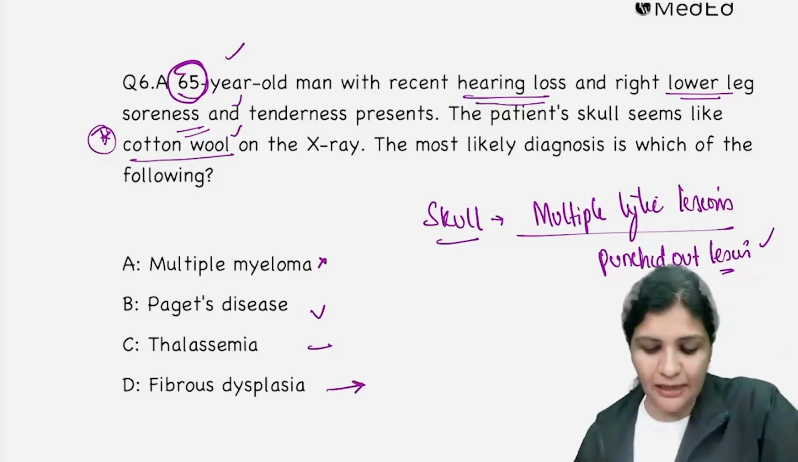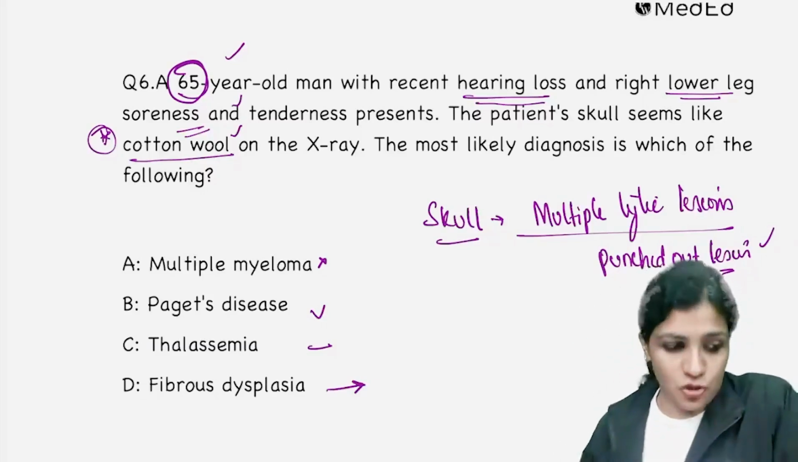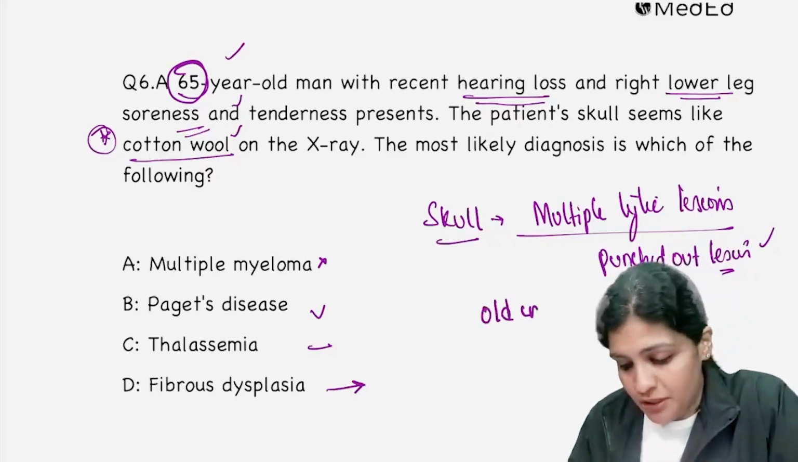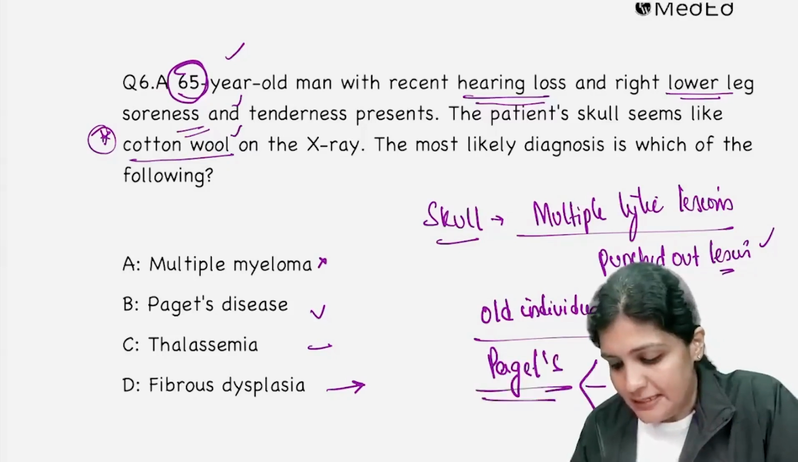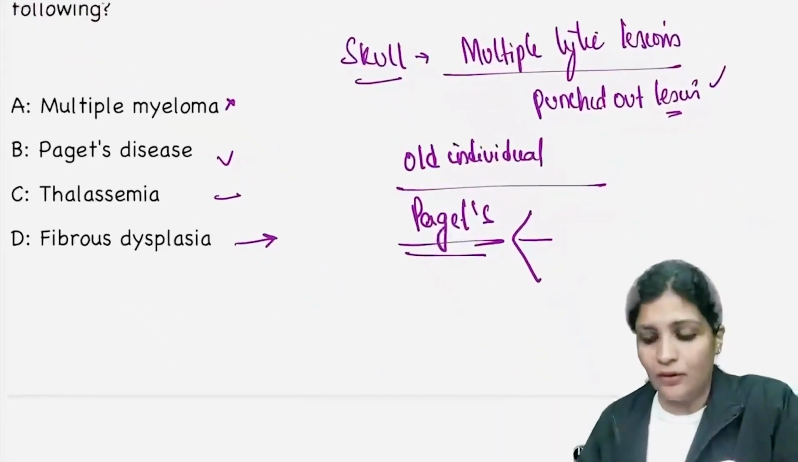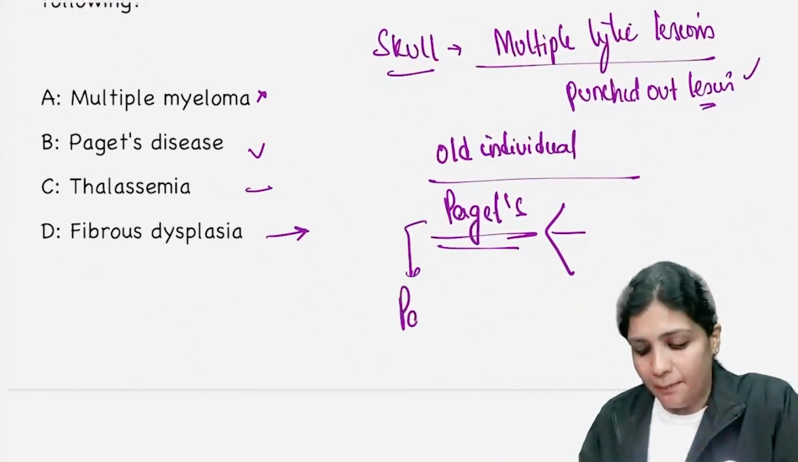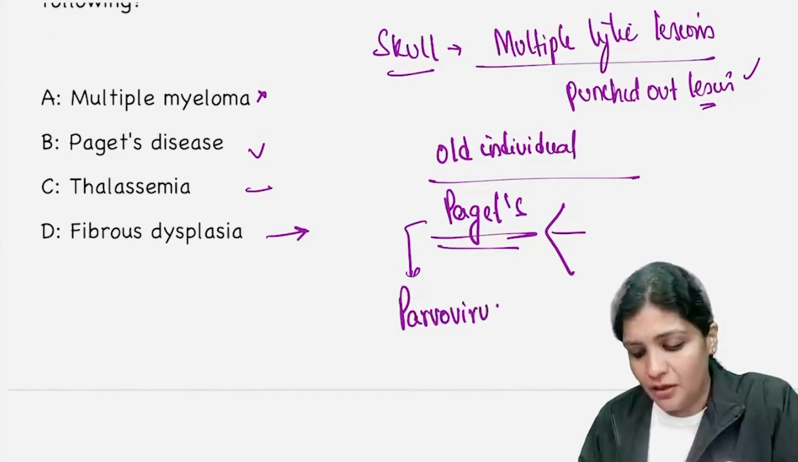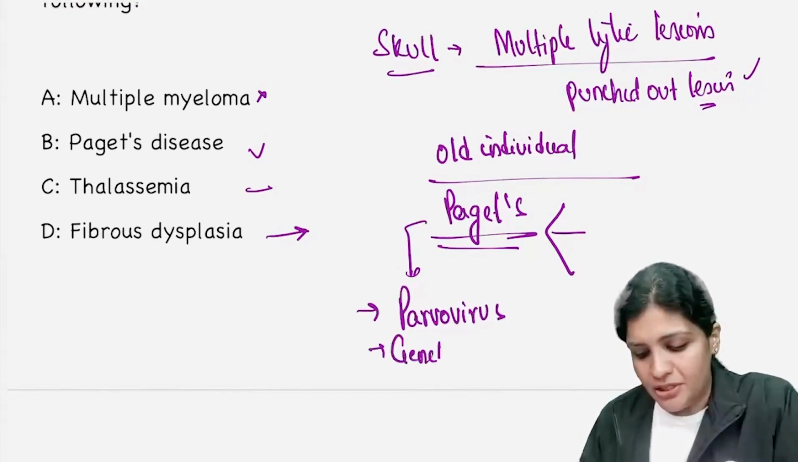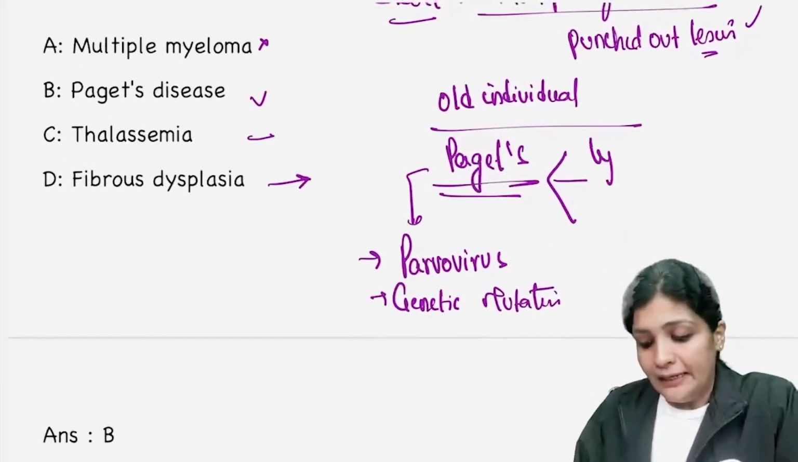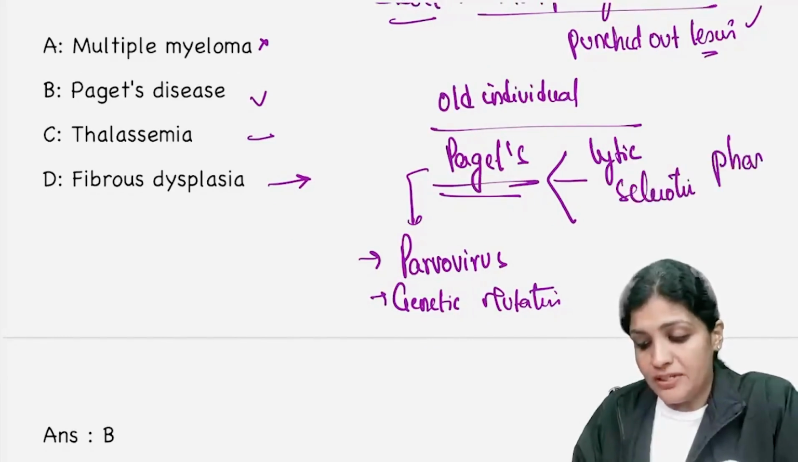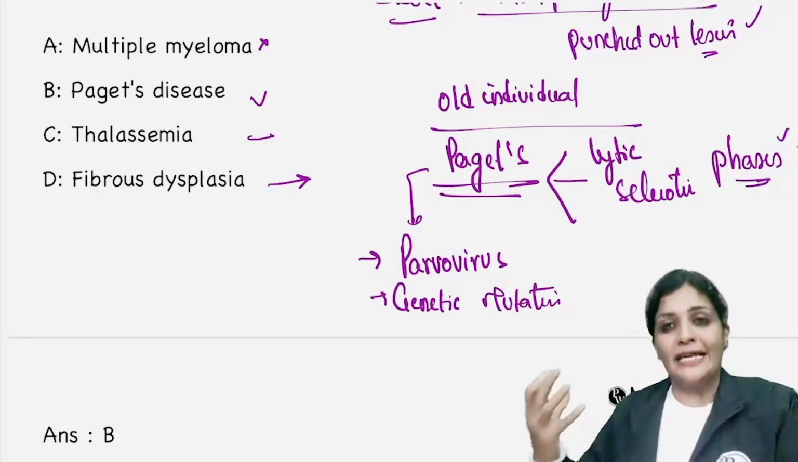And fibrous dysplasia is also seen in the adolescent age group. So usually old individuals present with Paget's disease. Paget's disease is usually idiopathic, or it can be developed by a parvovirus infection or some genetic mutation. What happens is there will be lytic and sclerotic phases. So there are two phases: one is the lytic phase and the second one is the sclerotic phase.